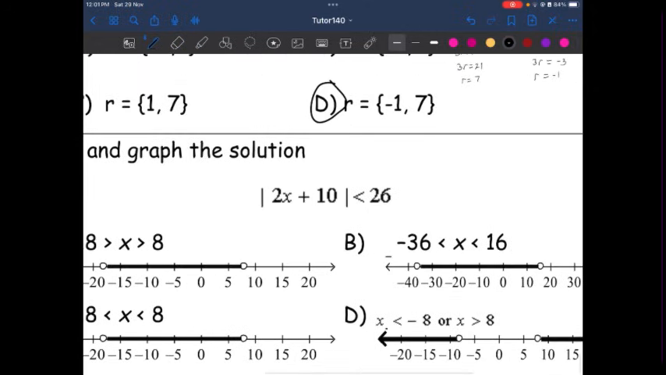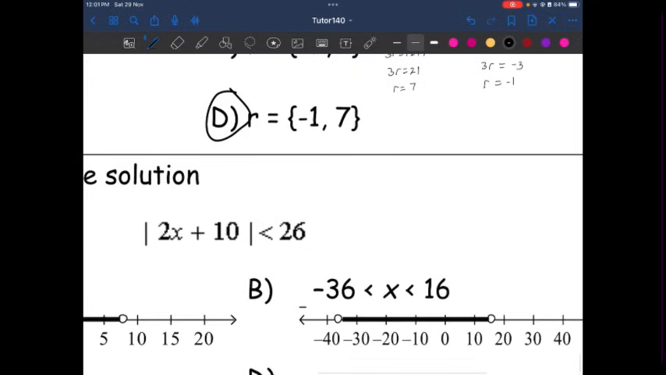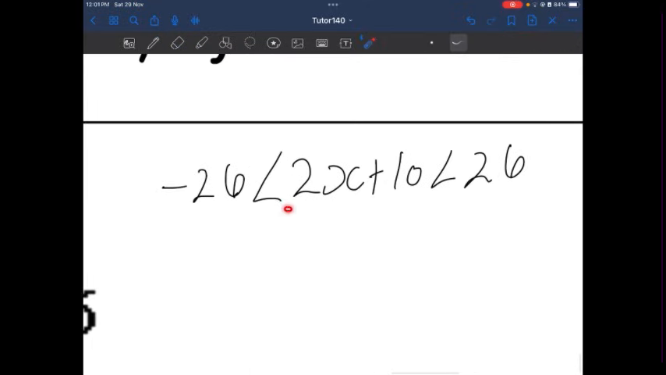Solve and graph the solution. This is an AND. When it comes to the inequalities, you have AND or OR problems. This is an AND problem. So you could just set it up as negative 26 is less than 2x plus 10 is less than 26. You want to isolate the x in the middle here. So to do that, first you want to subtract 10 from all sides. So negative 26 minus 10, that's negative 36, less than 2x, less than 26 minus 10 is 16.